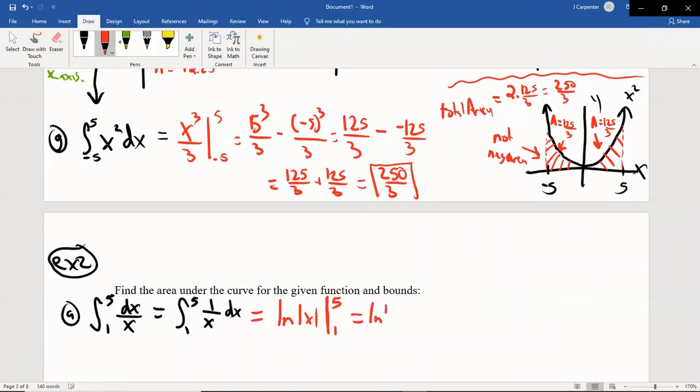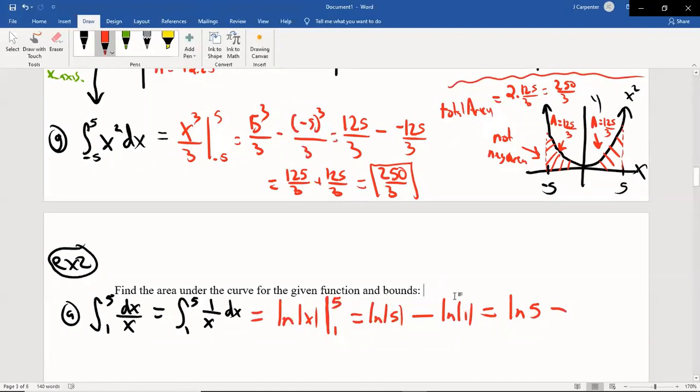So this will be the natural log of the absolute value of 5 minus, that's the upper limit, minus the lower limit, the natural log of the absolute value of 1. The natural log of 5, I have no idea what it is. You should have no idea what it is. I have a ballpark of what it is. It's between this number and that number. But I don't know what it is to a decimal point. Minus, but I do know what the natural log of 1 is, and you are supposed to remember what the natural log of 1 is.